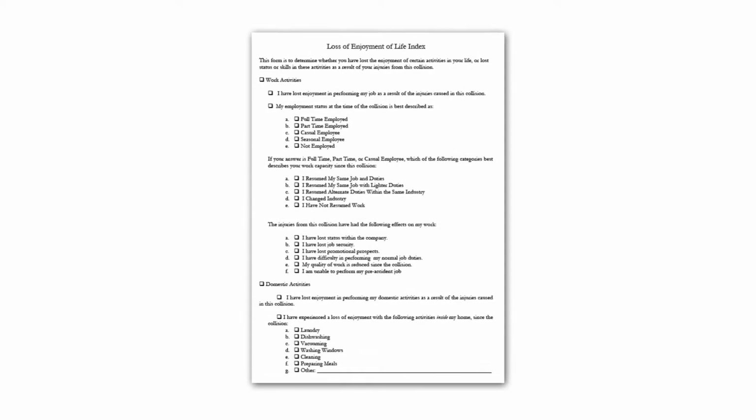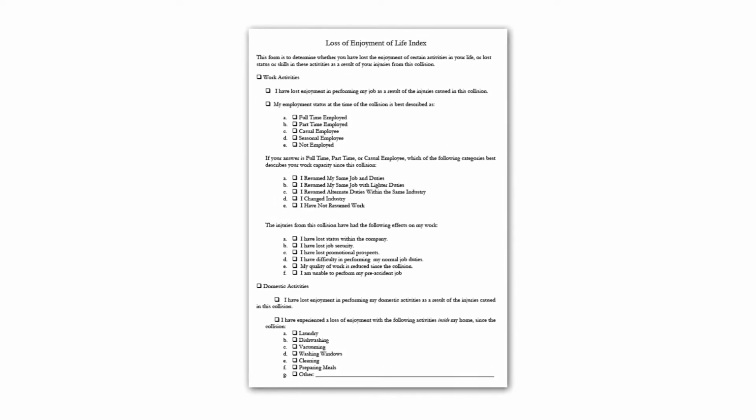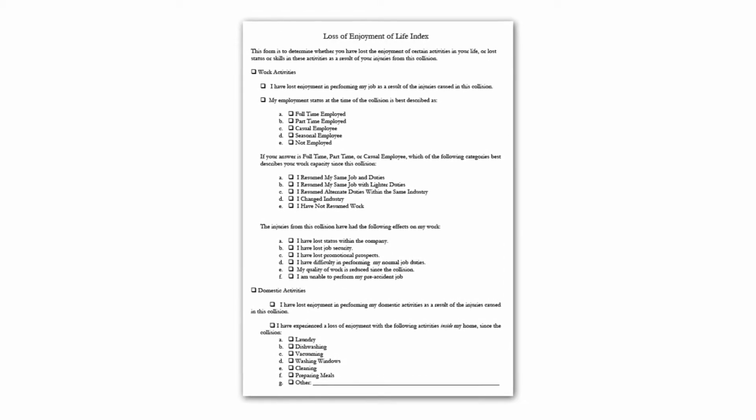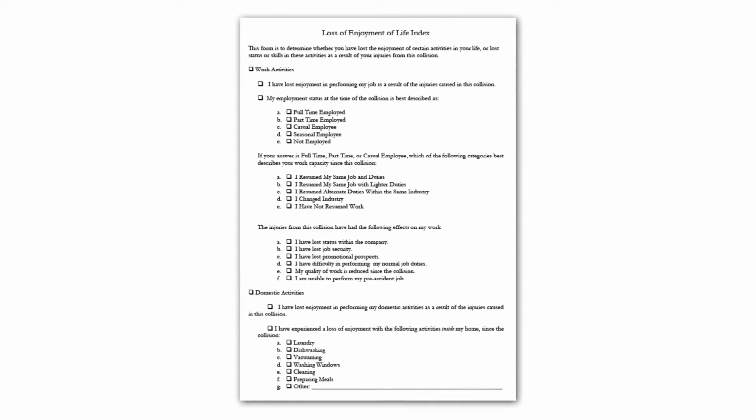Another form that's on this CD that's absolutely worth every penny of the disc alone is Loss of Enjoyment of Life. Loss of Enjoyment of Life has 6 different categories in the Colossus system: work, domestic, household, education, hobbies and social activities, and sports. But again, under these 6 categories are multiple other factors, and each one drives value in the Colossus system.